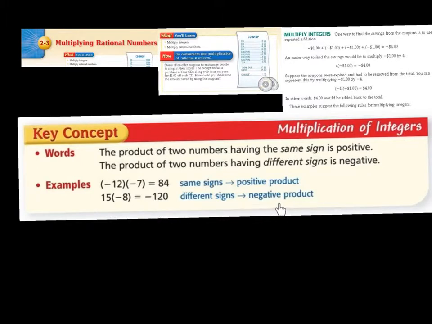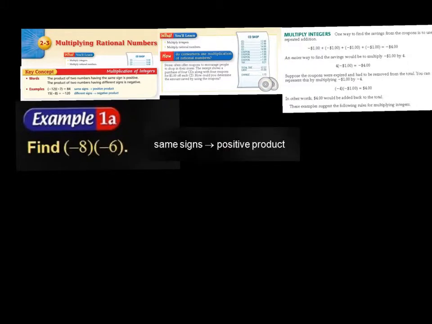Different signs, negative product. To find the product of -8 and -6, we're going to look at our rules, and the signs are the same. So my product should be positive. To multiply positive 10 times -11, I can see that my signs are different, so my product is going to be negative.